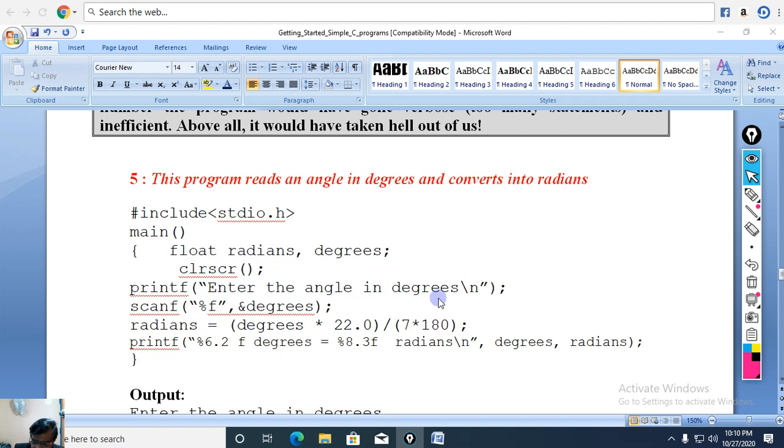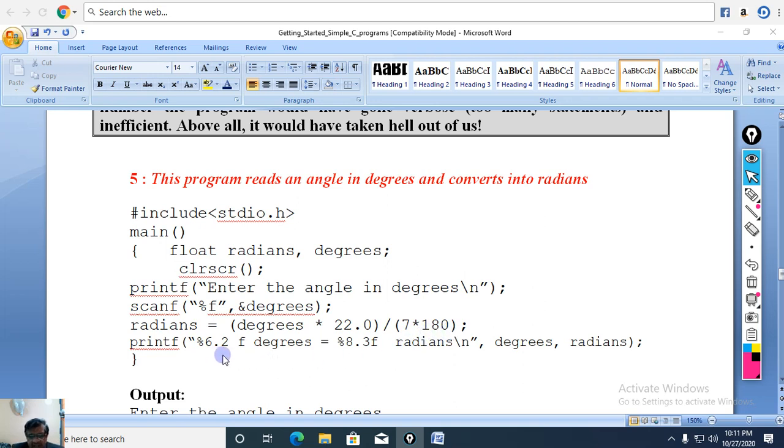Enter the angle in degrees, and scanf percentage of degrees. Let us say it is 30.5 degrees, whatever. Radians equal to degrees into pi by 180. In place of writing 3.146 or 3.141, the accurate version of pi is 22 divided by 7. Therefore degrees into 22, let us leave the decimal points to the computer itself, or let it be accurate up to 6 decimal places. Therefore it is written something like this: degrees into 22.0 divided by 7 into 180.